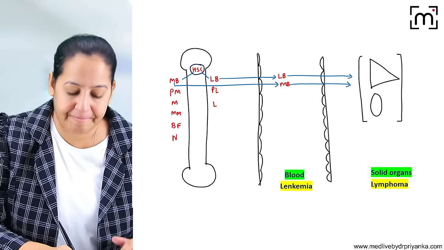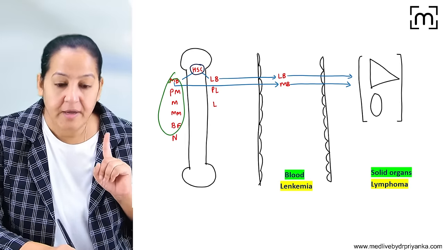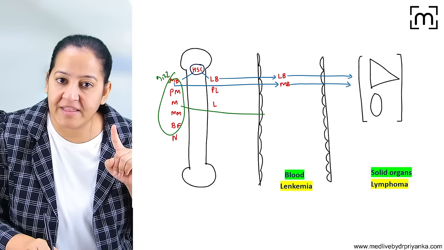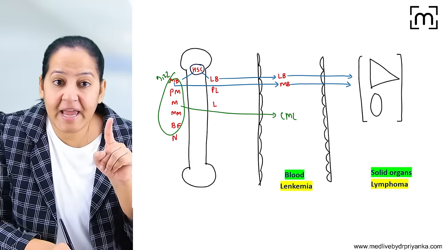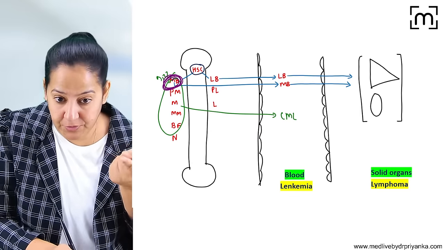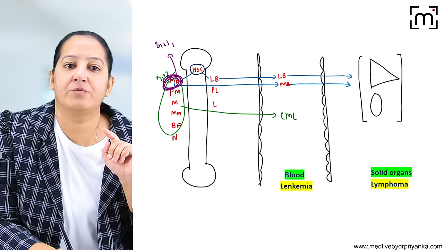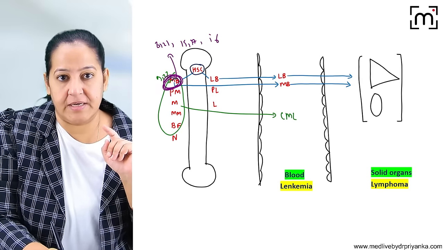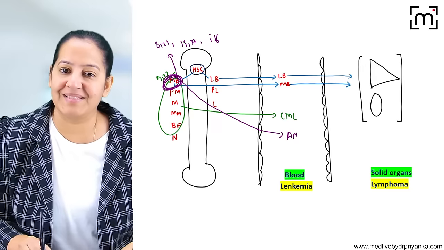In CML, all these five cells were mutated. The name of the mutation is 9;22 translocation, and all five were moving in the blood. That is CML. Okay, we have already seen that. In AML, only myeloblast was mutated. We know the three types of mutation: t(8;21), t(15;17), and inversion 16. Because of which only myeloblast was coming in the blood, and that was known as AML.